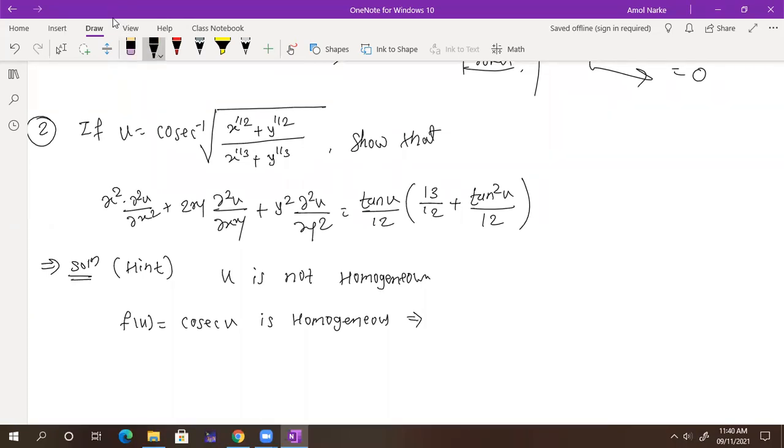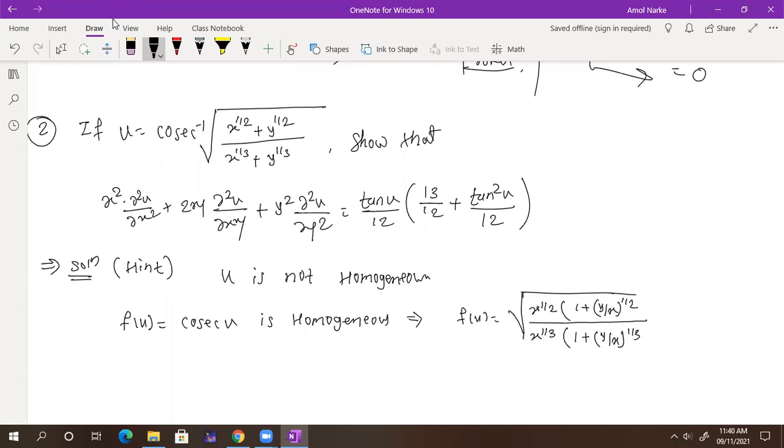I will write f of u. My f of u becomes the square root of, from the numerator I can take x raised to power 1 by 2 common, so what remains is 1 plus y divided by x raised to 1 by 2. Square root. Again, in the whole thing I can take x raised to 1 by 3 common, so here 1 plus y divided by x raised to 1 by 3 remains as it is. Is it okay now?